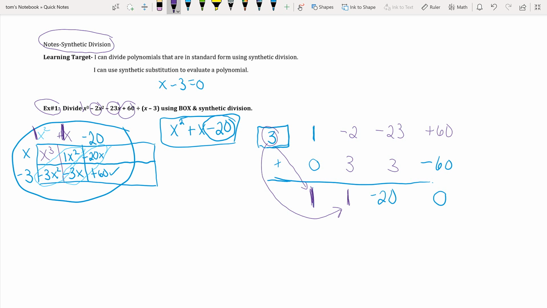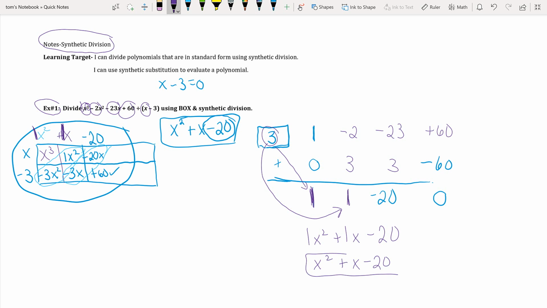So remember, when you divide, we started with a cubic. And if you divide something with an exponent of 3 by something with an exponent of 1, you're just going to take your final answer down an exponent. So this 1 represents 1x squared. So x squared is just 1 degree less than the original problem. The next 1 represents the coefficient of 1x, then minus 20. Clean it up a little bit.